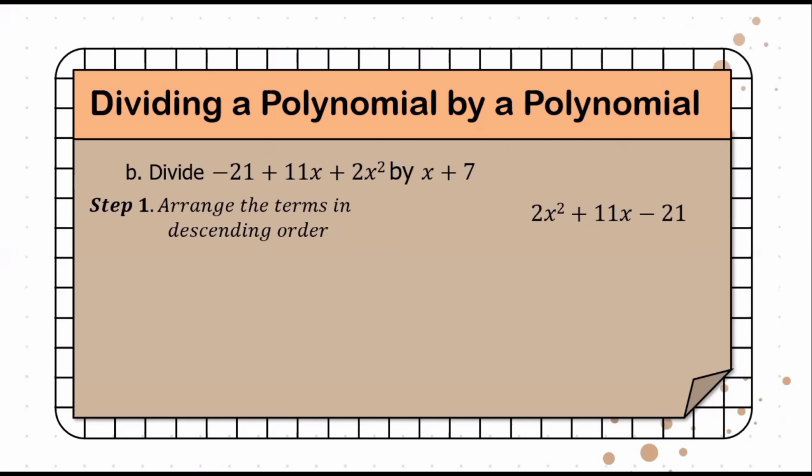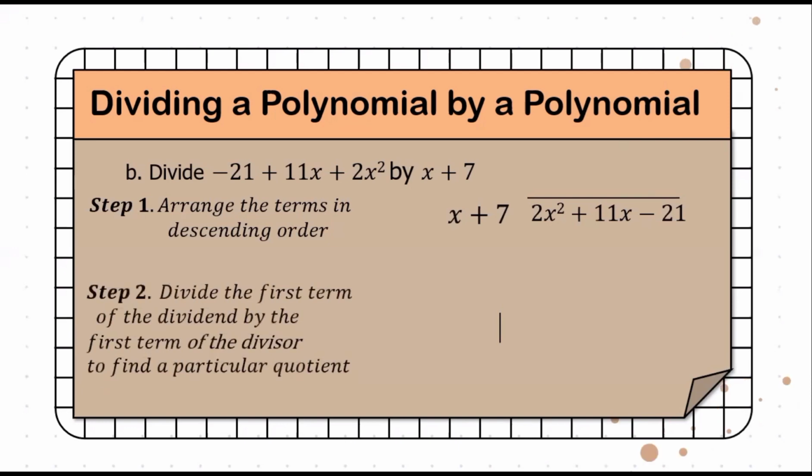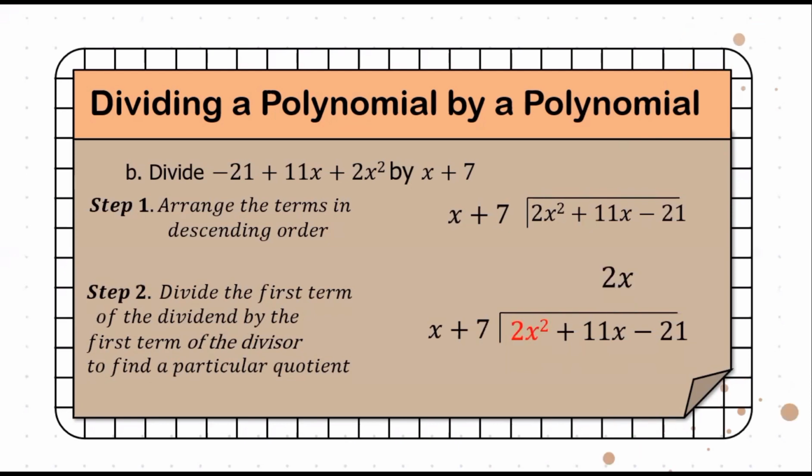After that one, what will you do next? Of course, you have to divide it by x plus 7. So we have now divide the first term of the dividend by the first term of the divisor to find a particular quotient. So 2x squared divided by x, that will give you now 2x. Okay? I-align nyo siya under 11x kasi they are of similar terms. So 2x squared divided by x, it will give us 2x.